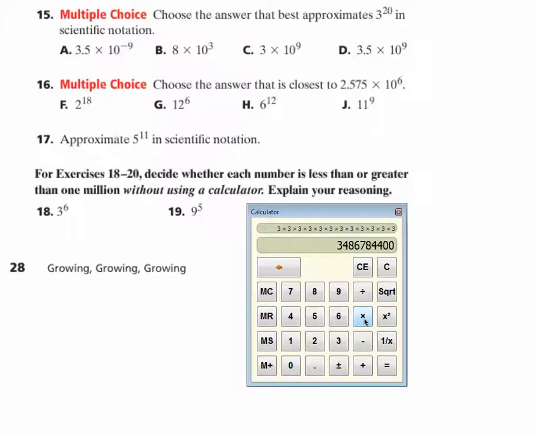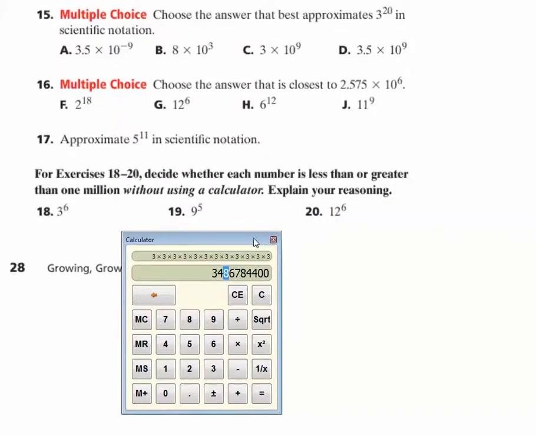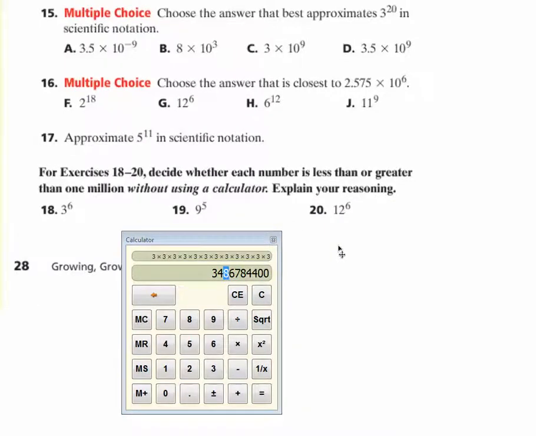All right, now I am benefiting here from having a calculator that has a very large ability to show numbers. So our answer has 1, 2, 3, 4, 5, 6, 7, 8, 9, 10 digits. Now, most calculators do have, well, all graphing calculators would have a 10-digit capacity. Many scientific calculators do as well, but we need to convert this into scientific notation. So what I'm going to do is write this number out. So we have 3, 4, 8, 6, 7, 8, 4, 4, 0, 0.